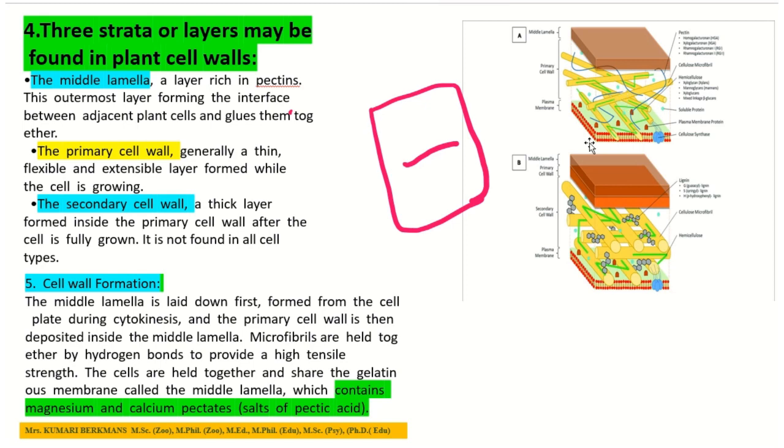Now we are going to see how the cell wall is formed. During cell division, after the nuclear division, cytokinesis takes place. So the first to form is the middle lamella. And these microfibrils are held together by means of hydrogen bonds, and they provide a high tensile strength to these microfibrils.